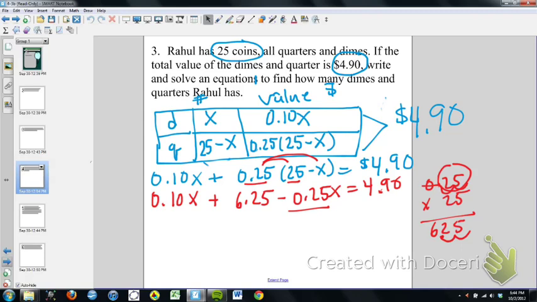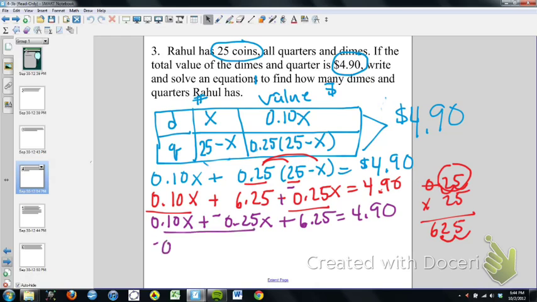Okay, here are your like terms. So 0.10x minus, let me just do a quick keep change here. That's 0.10x plus negative 0.25x plus 6.25 is equal to $4.90. And this right here gets you negative 0.15x plus 6.25 is equal to $4.90.